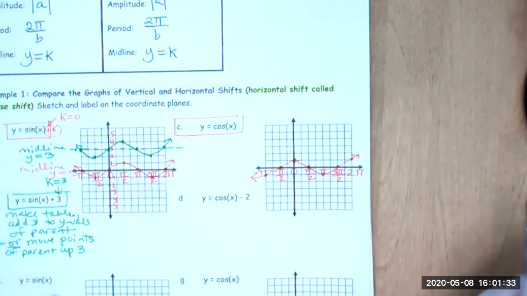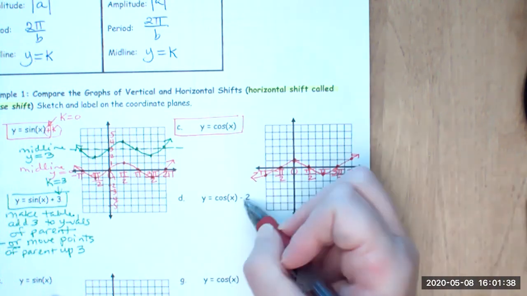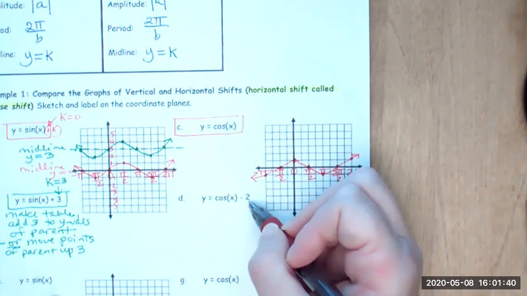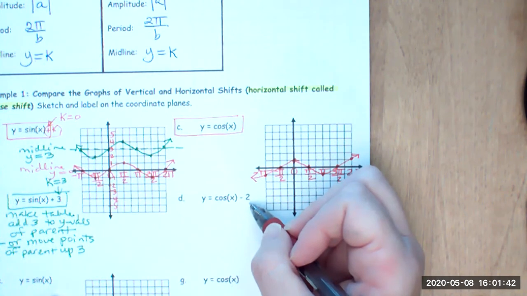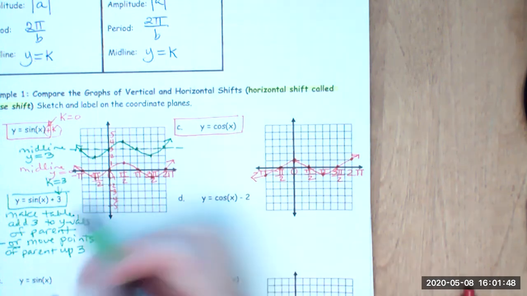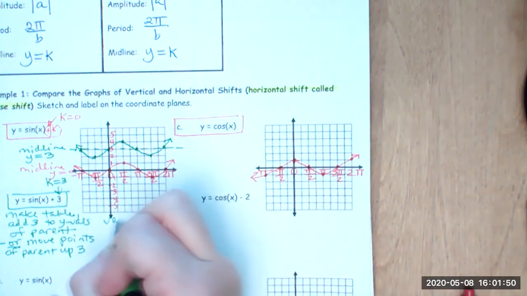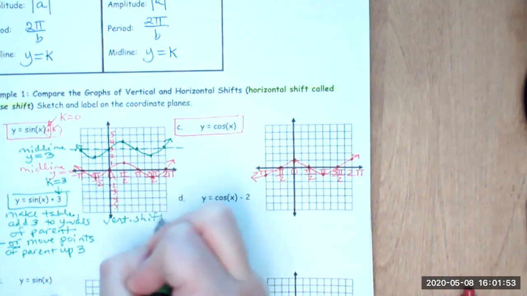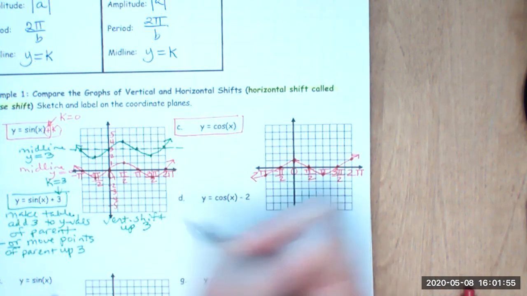So there's y equals the cosine of x. Now with y equals cosine of x minus 2, again, I could make a table, or just remember here, basically I'm shifting the graph down 2. Okay, so keep in mind, over here we had a vertical shift up 3.